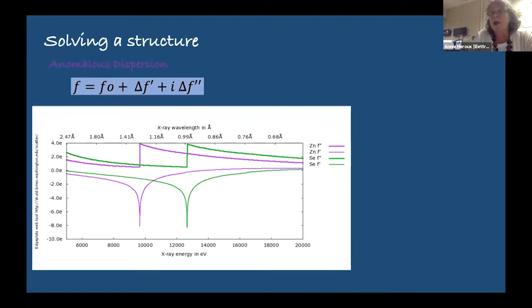For the data collection, you have to keep in mind that you might have other things that have anomalous signal in your crystal. So very often people do selenomethionine and they have zinc in there, or they want to do phosphorus or sulfur SAD, which is a puny signal, but they have a huge zinc signal, but they were not able to phase with zinc, or they didn't think to try to phase with zinc.